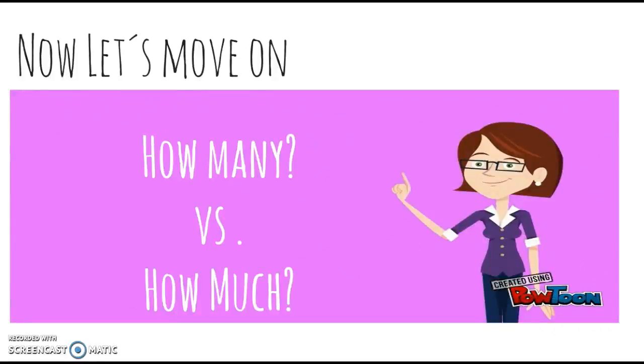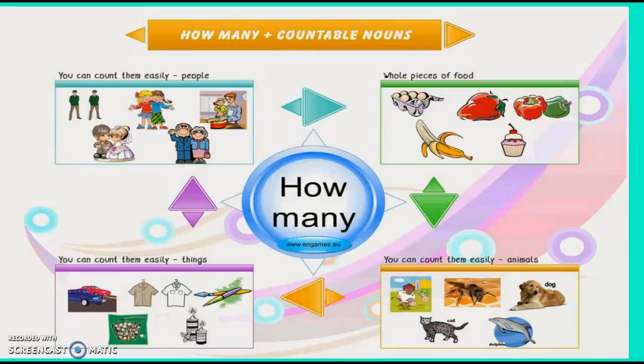Let's move on. Let's continue with how many versus how much. How many? Now, we know how many is used with countable nouns because we can count them easily. For example, we can count people. We can count things. For example, cars, vehicles. We can count balls. We can count how many t-shirts or pieces of clothing. We can also count our school objects like pens and pencils.